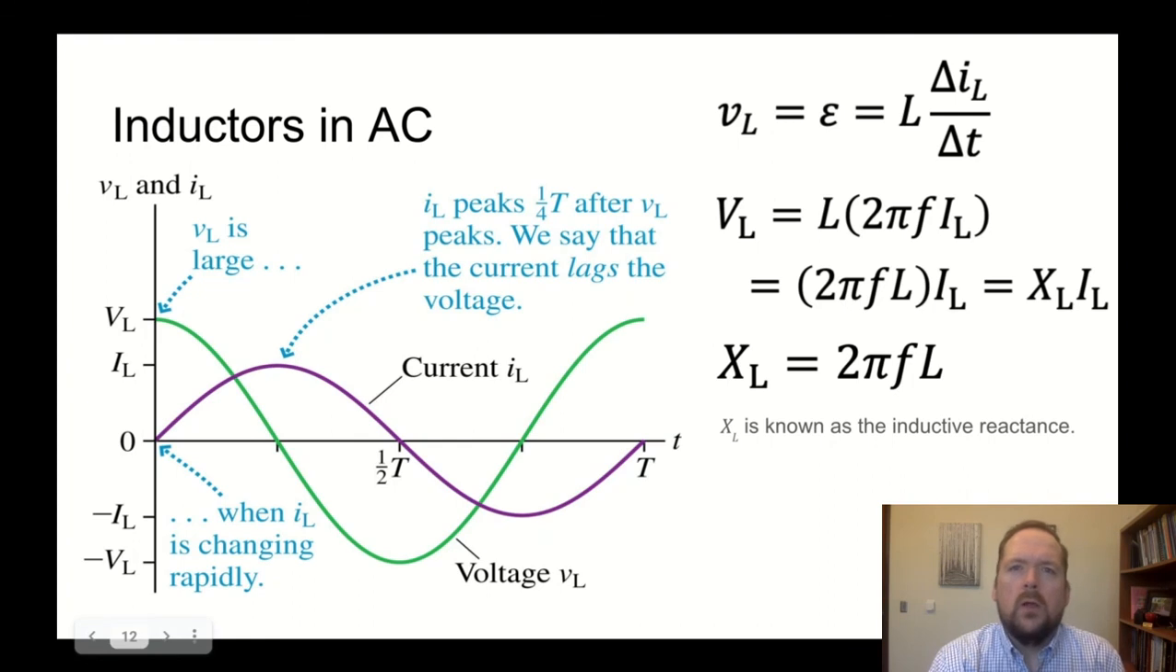In the workbook, you'll get a little bit of practice with this concept of both capacitive reactance and inductive reactance, and how they affect AC circuits.